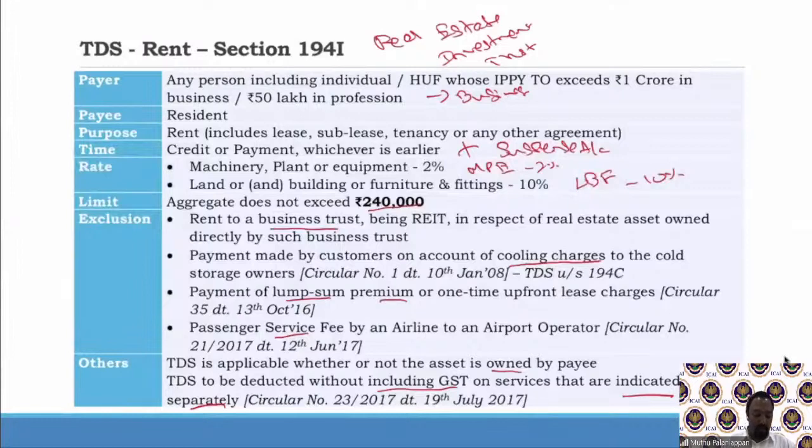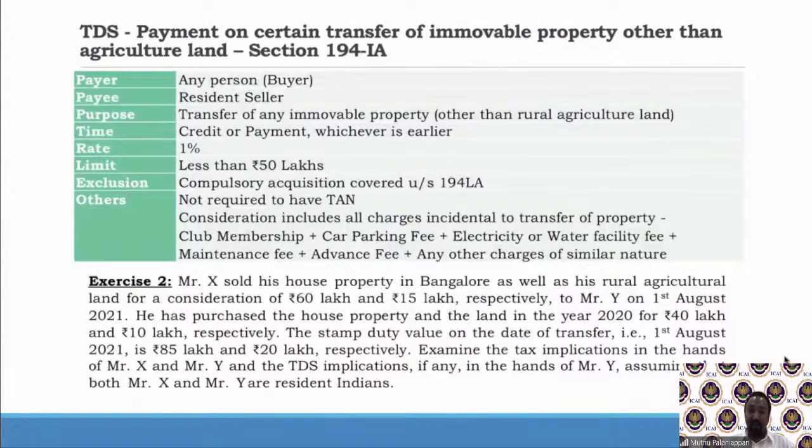Okay, so we'll move on to the next section, that is 194IA. 194I sections is relating to properties. Okay, it is relating to properties. As far as this 194IA goes, it says payment on transfer of certain immovable property other than agriculture land.